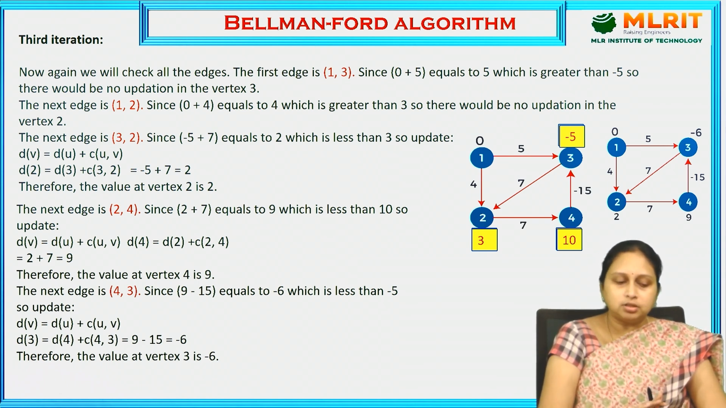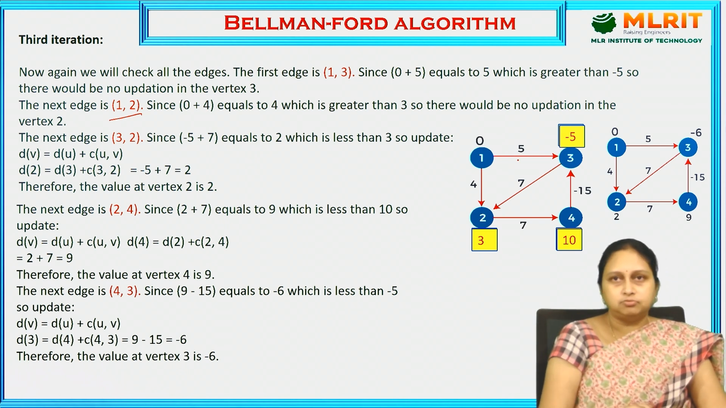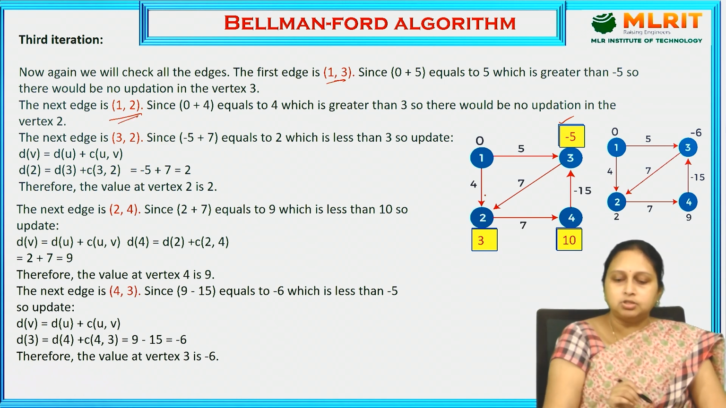Now, come to the third iteration. 1 to 2, 0 plus 5, that is 5. 5 is not less than minus 5, so we are going to keep minus 5 itself. Next, 1 to 3. We have 0 plus 4. 4 is greater than 3, so I am going to keep 3 as it is.